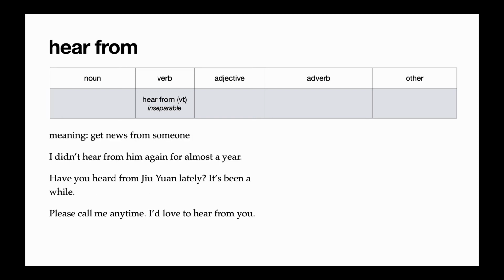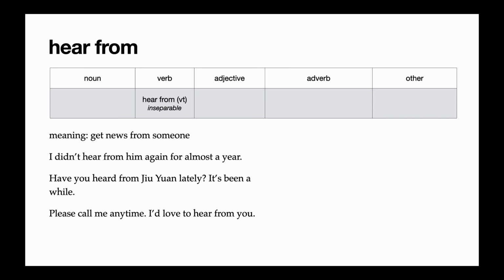The next phrasal verb is inseparable, but also transitive. And hear from means to get news from someone. So in the reading, I said I didn't hear from him again for almost a year. That means there was no contact. He didn't call me, he didn't email me, I didn't see him at all.